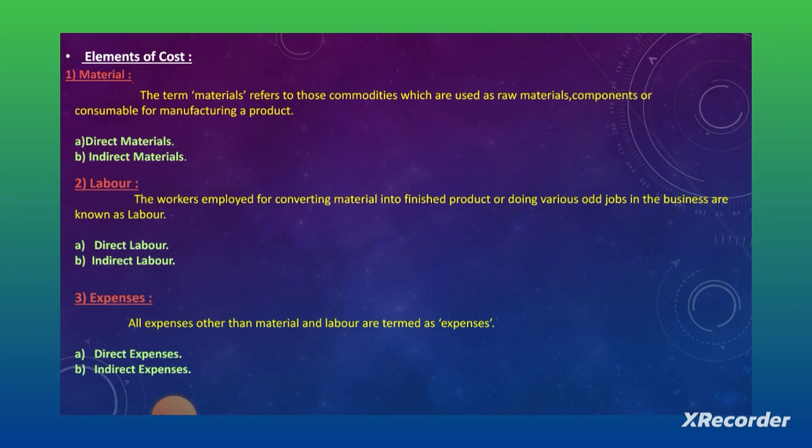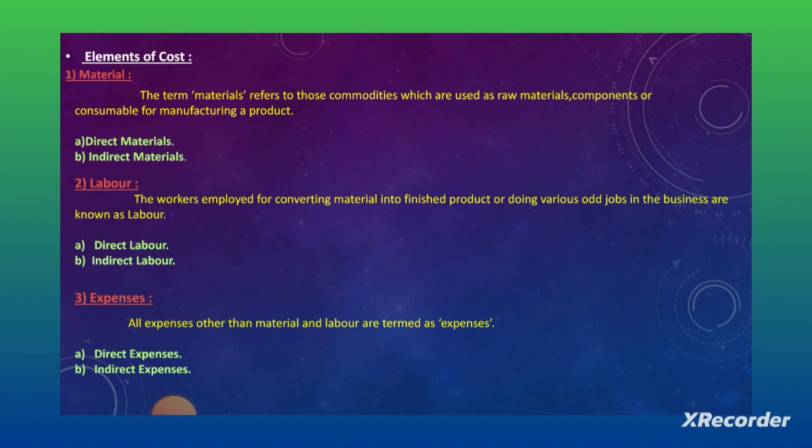Then the third element of cost is expenses. All expenses other than material and labor are termed as expenses. In that, the first one is direct expenses. Expenses which can be identified with and allocated to cost centers or units are called direct expenses. For example, carriage inwards, production royalty, hire charges of special equipment, cost of special drawings, designs and layouts, experimental cost, etc.